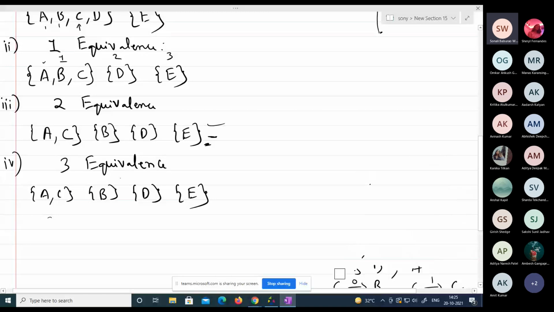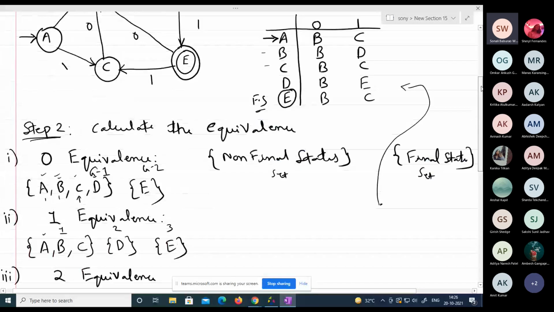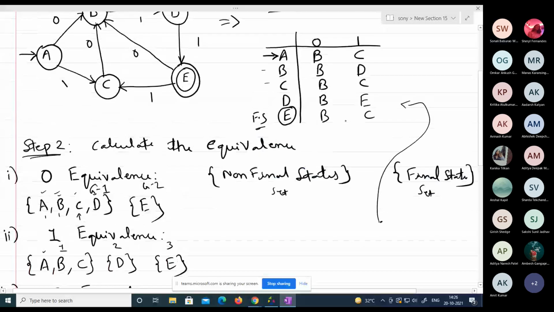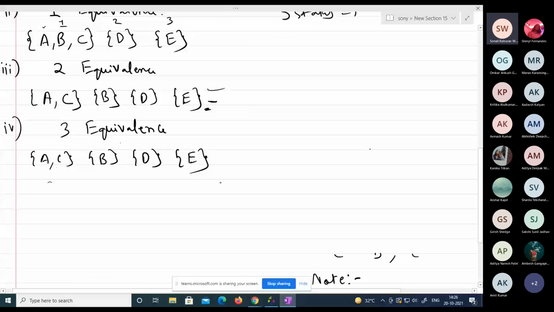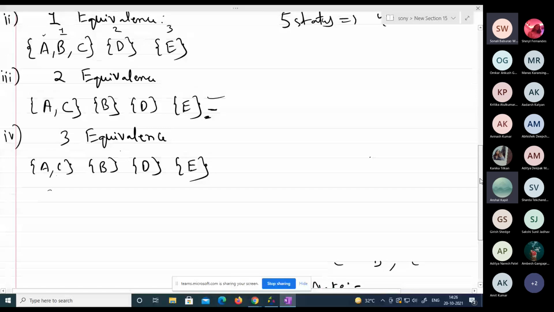And what are the final minimized states? A, C, B, D, and E, 4 states. So what have we minimized now? We have minimized this DFA from 5 states to 4 states, right? Now, if I split that, I'll get 5 states again, and I do not want that. That's why I stop there and I write that as it is.